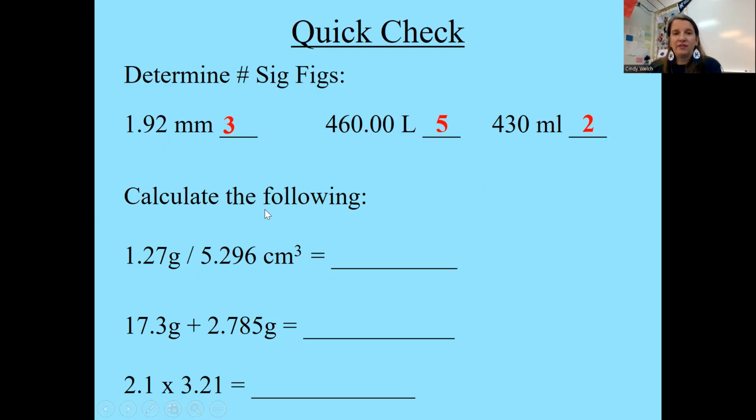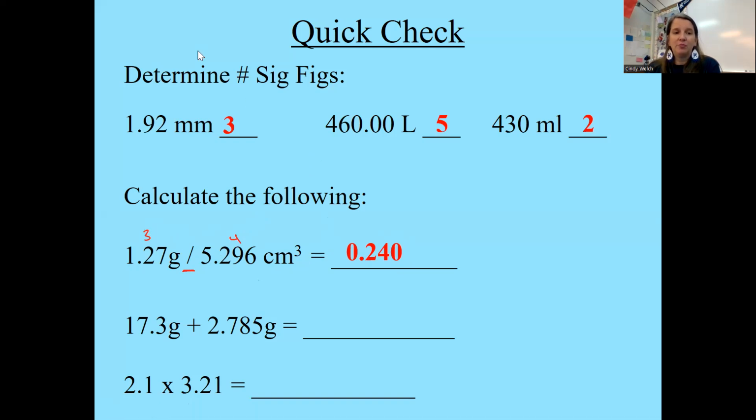We want to calculate the following. Again, make sure you're paying attention to the kind of math that you're doing. This one we are dividing, so we're looking at whichever value has the fewest total sig figs. This has 3 sig figs. This has 4 sig figs. So we would want to round our answer so that it has 3 significant figures, 0.240. That 0 has to be there because we have to have 3 significant figures in our answer.